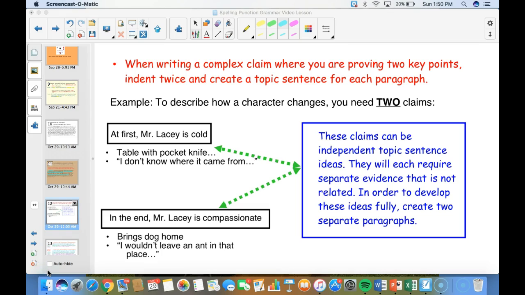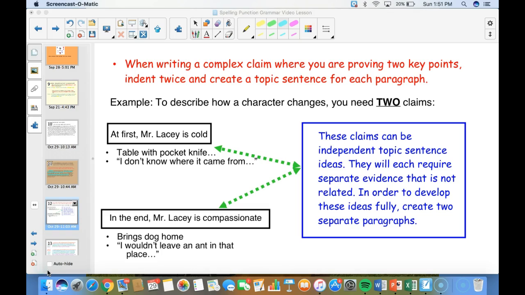When writing a complex claim, where you are proving 2 different key points, you're going to indent twice and create a topic sentence for each paragraph. So when your claim has two different parts that are very different, you want to make a second paragraph.